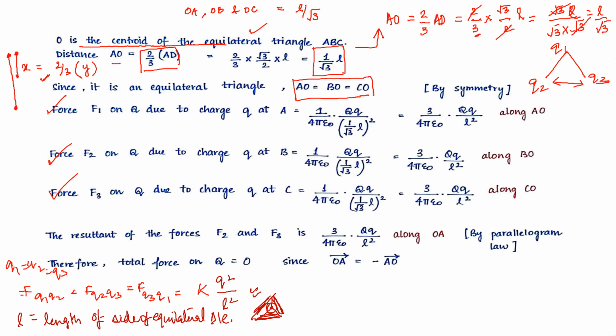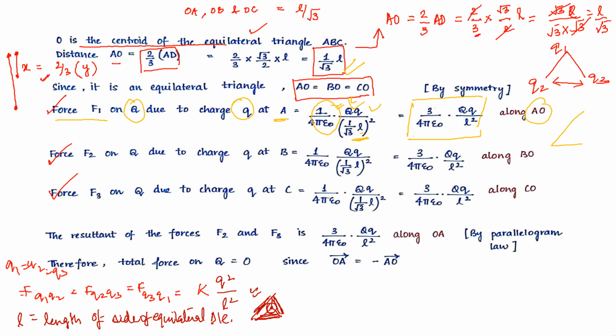Now moving on to the first point, force F1 on capital Q due to small q, which is present at position A, is 1 by 4 pi epsilon naught, that is the value of K, into capital Q into small q divided by the length between them. What is the length between them? L by under root 3 is the length between them, the distance AO, that will be squared, and we will get 3 by 4 pi epsilon naught into Qq by L square. One is capital Q, the other one is the small q. This will be along AO.